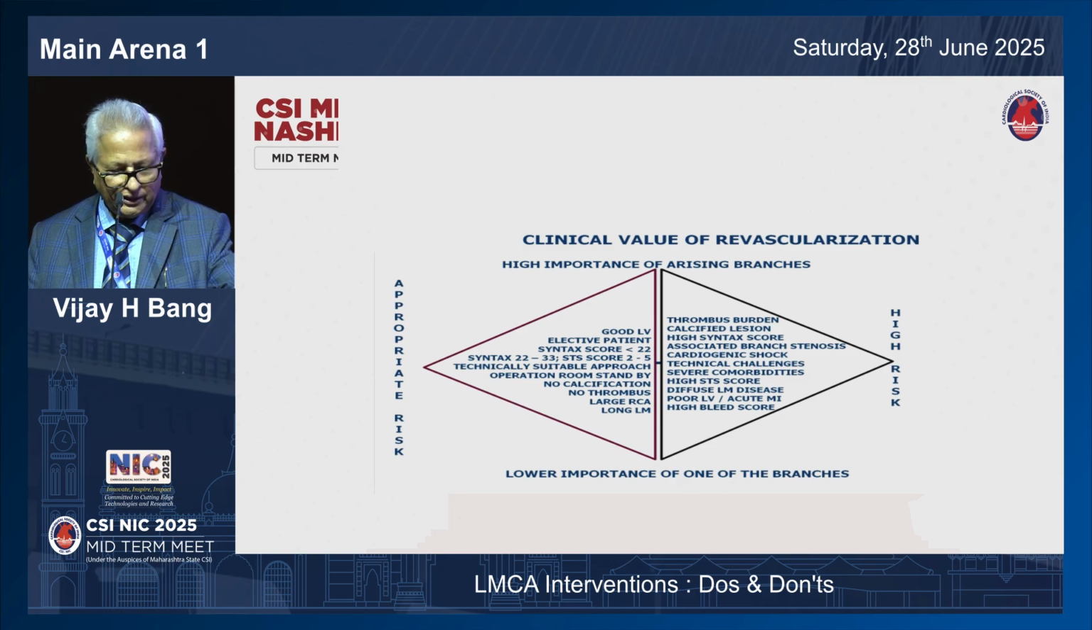That appropriate patient should have good LV function, and a SYNTAX score up to 22, or 22 to 30, or maybe 33. And the most important thing: no calcification, no thrombosis, a large RCA to support the left main occlusion while doing the PCI, and a long left main. These are some of the criteria which favor left main PCI.